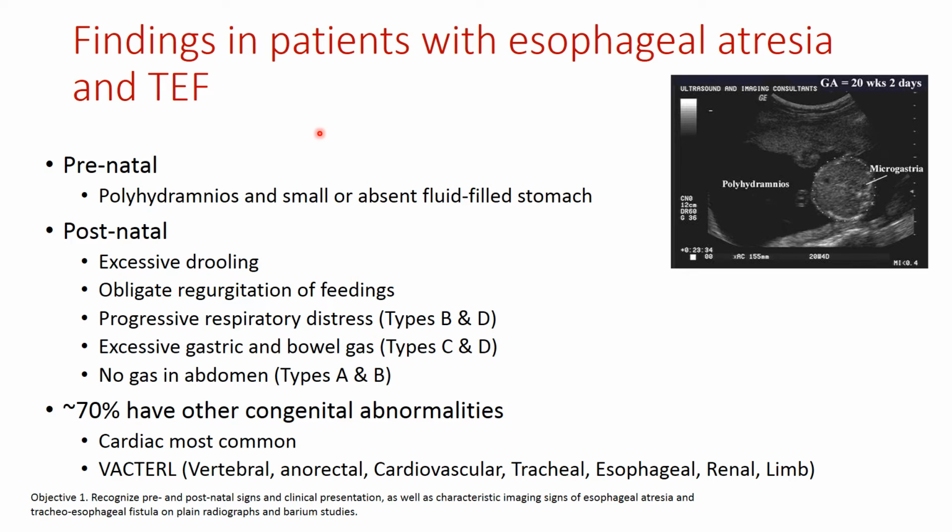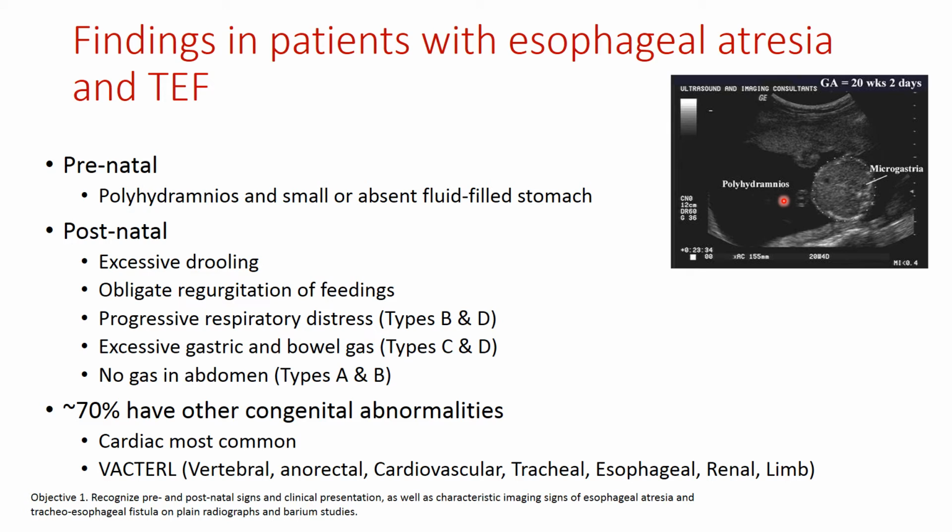So let's look at how the patient presents to us. First of all, prenatally. On a prenatal ultrasound, a patient with esophageal atresia cannot swallow the amniotic fluid like they normally do. And so we get what we call polyhydramnios. Poly means a lot of, basically. Hydra means water or fluid. Amnios is the amniotic fluid. So it's a lot of amniotic fluid.